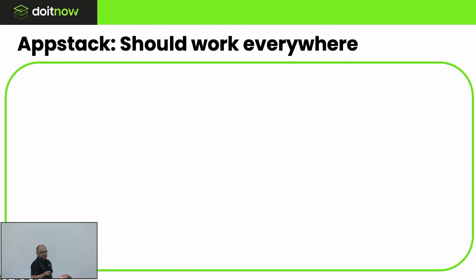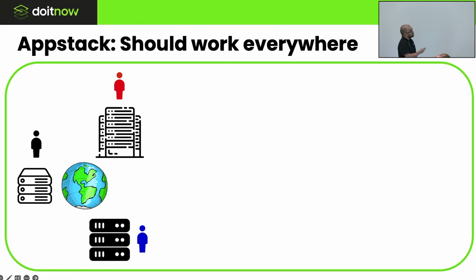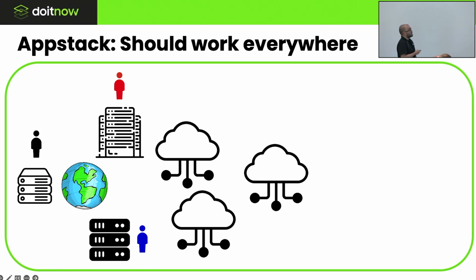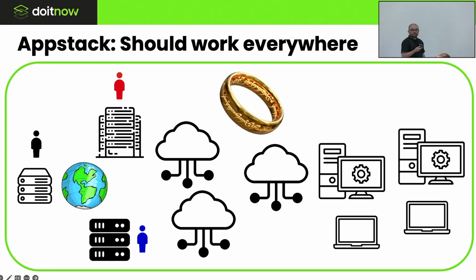So first, let me describe a little bit about the pharmaceutical company. They want to have an Appstack that should work everywhere. They face the problem that I mentioned before, that it was quite complex to scale pipelines. So this is an example. They have clusters around the world that are managed by different groups, and they want to have it on cloud. They also want to have it on workstations, on laptops, so the scientists can do their job easily. So in this case, it's like a ring to rule them all.